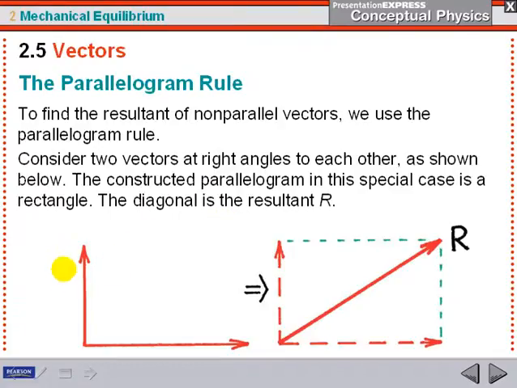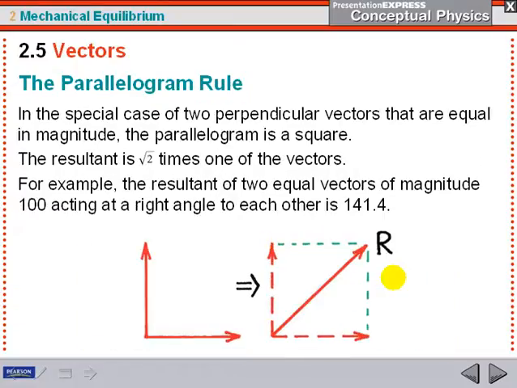So here's the parallelogram rule. We have two vectors, and in this case they're at right angles to each other, and what we do is we draw a dotted line parallel to the other vector, from the end of each vector. And what you end up with, where those two dotted lines meet, is the end of your resultant. And you just draw a line from here to here, and you've drawn your resultant. That diagonal is the resultant.